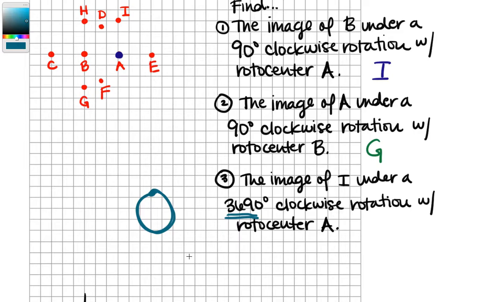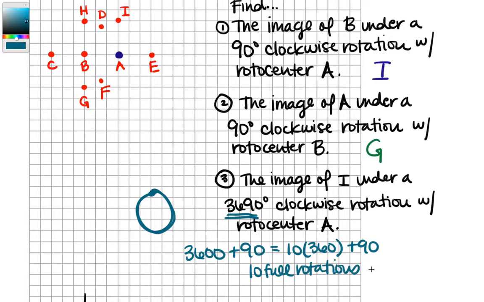Well, we can break this into 3,600 plus 90. Well, 3,600, right, that's just 10 times 360, plus 90. So it's 10 full rotations plus 90 degrees, and we're going clockwise. So I is going around A 10 times back to where it started, and then 90 degrees clockwise. It started off 3 units away, ends up 3 units away, right at E.